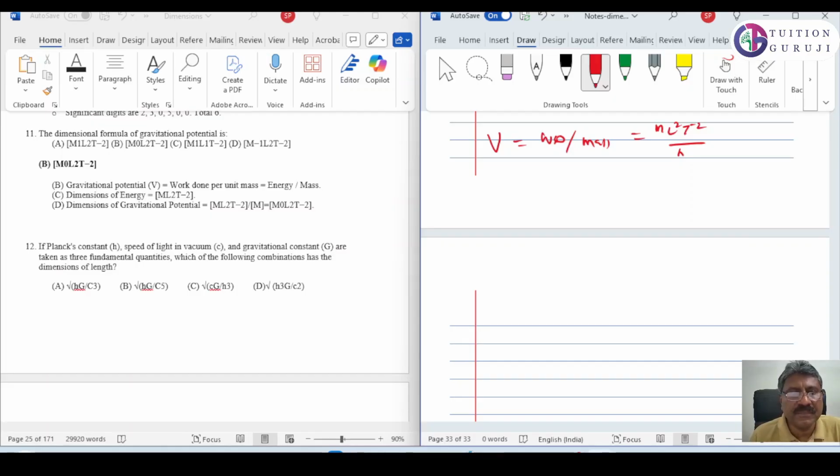Divided by mass, which is M. So M and M get cancelled, and we get L square T raised to minus 2. This is the gravitational potential, which is work done per mass, or energy per mass.